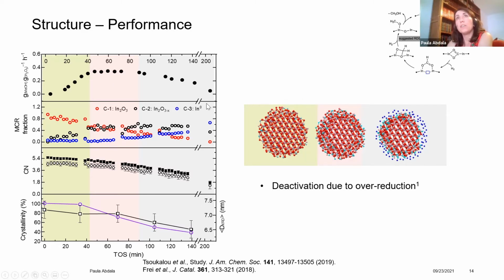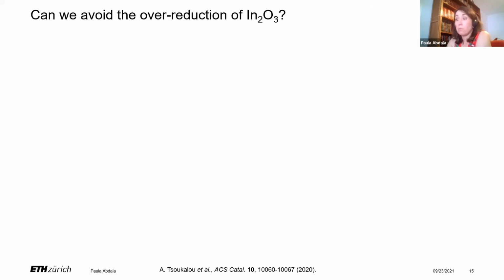Looking at the deactivation stage, we can assign this deactivation to the presence of this molten indium phase, which is not active for methanol synthesis or CO2 hydrogenation. Therefore, over-reduction leads to catalyst deactivation. So the question that we ask ourselves is, can we avoid this over-reduction, and how?